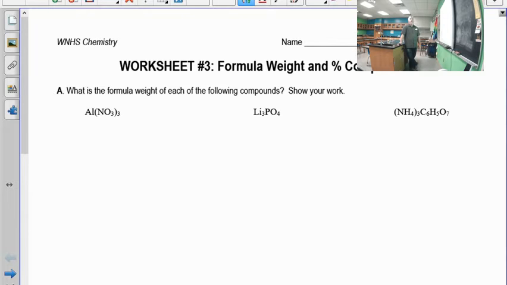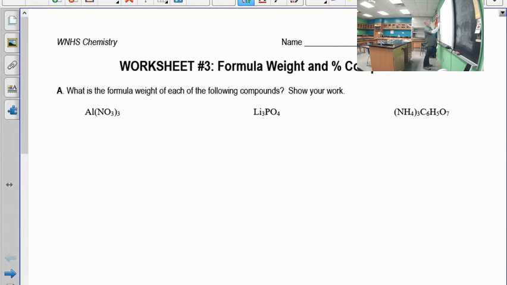Since we're totally in remote school today, I wanted to do one more quick little practice problem or set of practice problems with you regarding formula weight and percent composition. So here we go. Let's start with our first one here. This worksheet 3 is in today's Schoology folder.